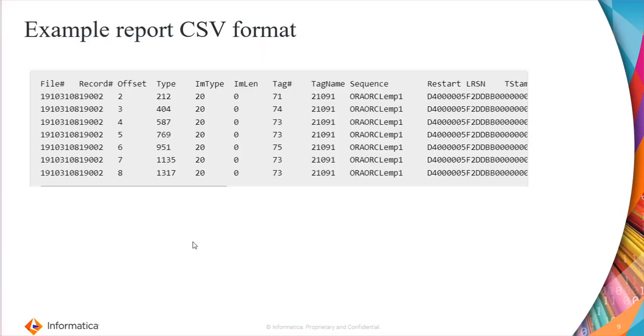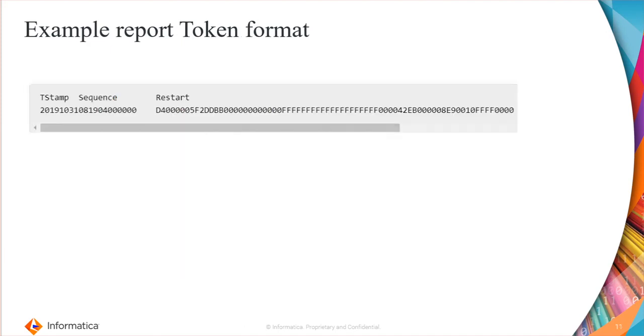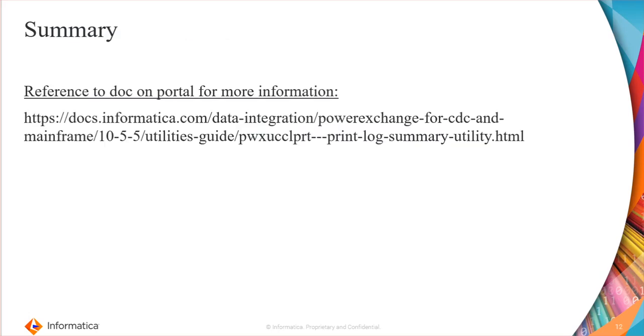This is an example report. It is in the CSV format, which will include the file, record, offset and type. So it will have all this information. Whereas if you take it in the form of dump, it will show the dumped record details, and this is the report for the token. It will include timestamp, sequence and restart information.